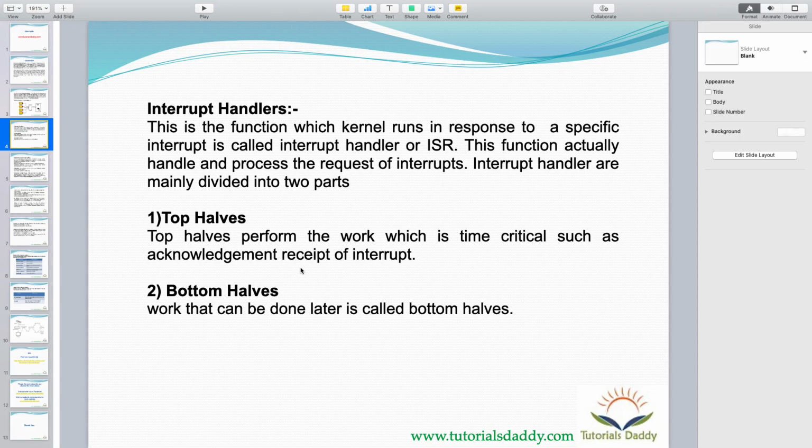Now let's understand how interrupt handlers are registered with the Linux kernel.